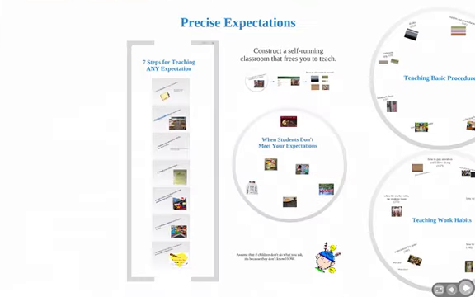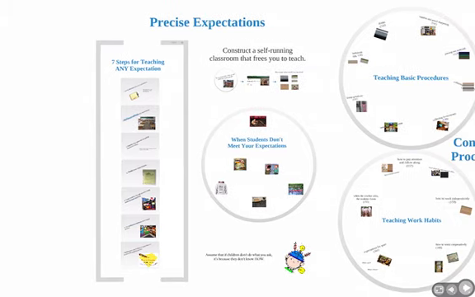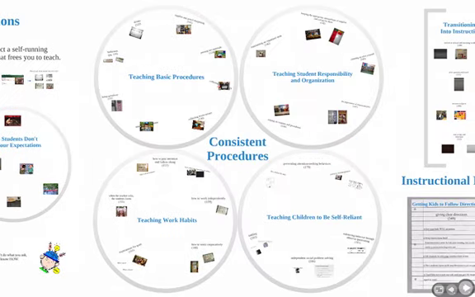This is what the first webinar session looks like. It's called Precise Expectations. This webinar session is going to help you create a vision for your classroom and plan out exactly what you want and teach for it. The second webinar session, Consistent Procedures, will show you how to set up procedures that teach children work habits and independence. We'll go over topics from caring for supplies, to staying on task, to independent social problem solving and avoiding tattling.